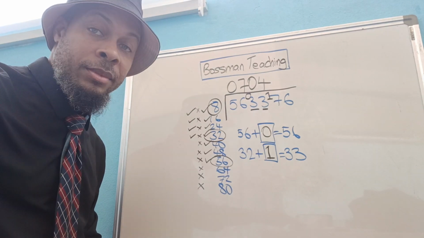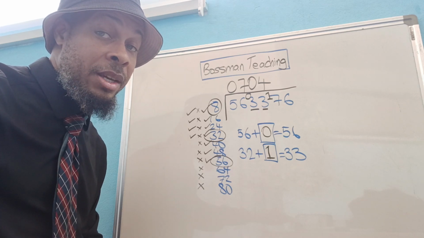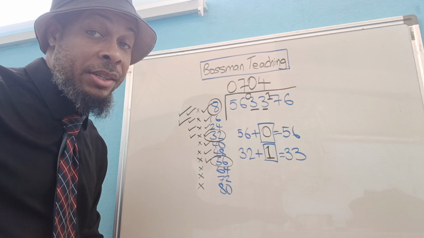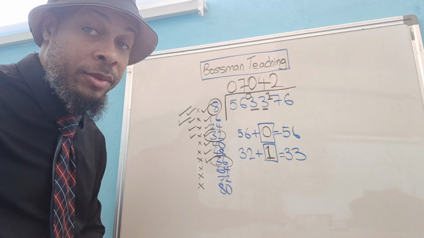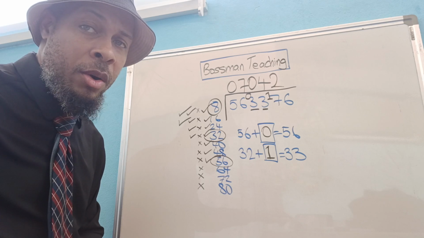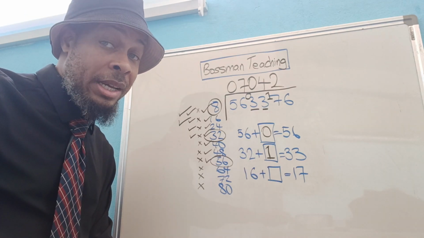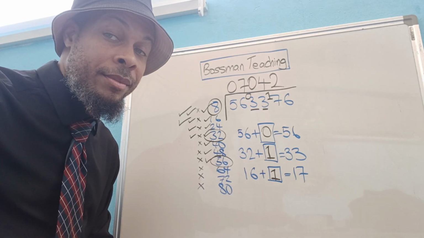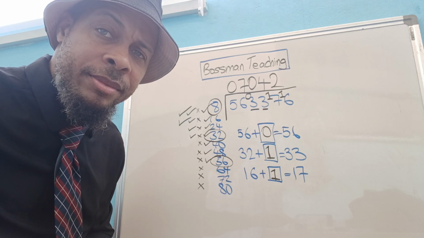So now that we put the 1 right there, the 1 in front of the 7 looks like 17. 17 is bigger than 16. So that's going to be 2. So we're going to put 2. So now what do we do again? So again, what do we add to 16 to get 17? Going to add 1. And then the 1 goes right there.